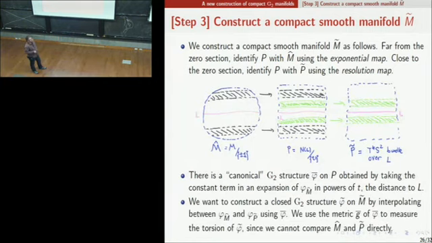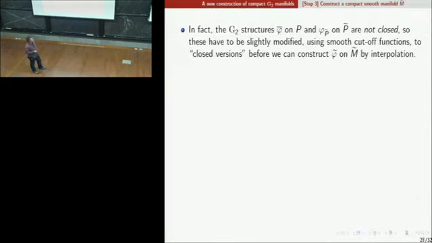So we want to construct a closed 3-form on the total resolution here by interpolating between these G2 structures using here. And we compare the torsions, we just fixed the metric on the middle piece. We have 3 pieces that are getting glued together. Sorry, I'm rushing a bit because I want to get to the punchline.